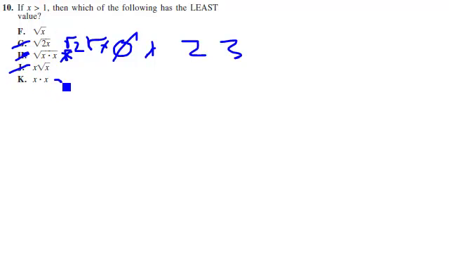And then x times x is the same as x squared. Sorry about that. So that's going to be the biggest of all of them. So you know that the least value is going to be f.